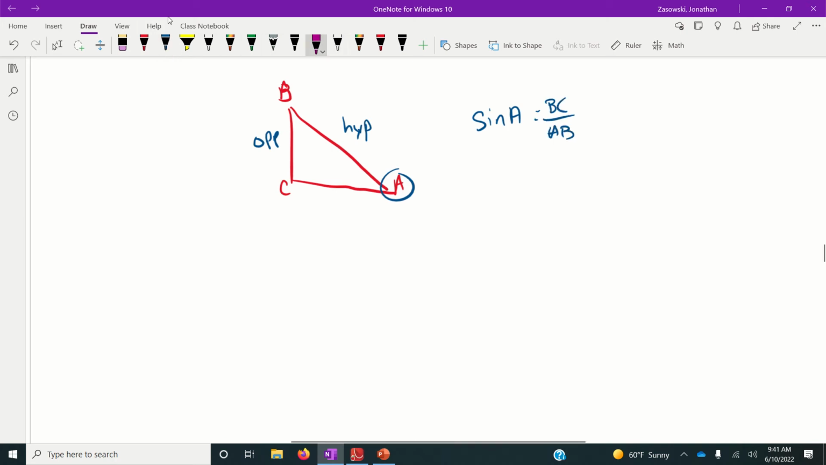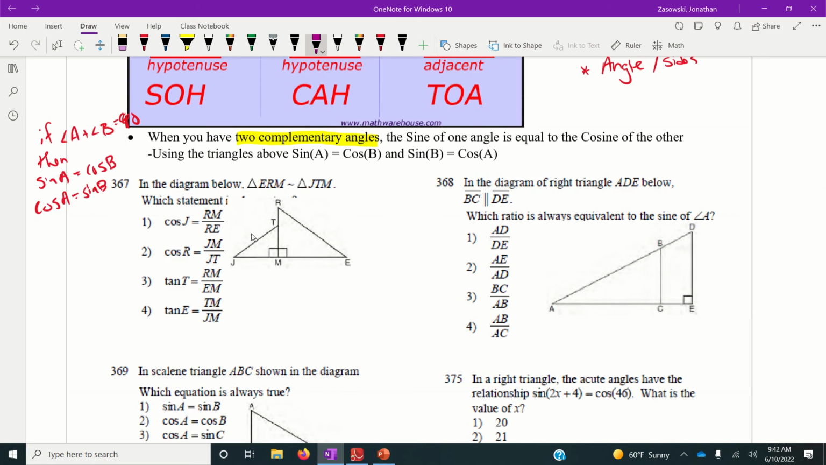And when I change from angle A to angle B, in order to use the same ratio of BC over AB, I have to use the adjacent leg to make it BC and the hypotenuse to make it AB, which adjacent over hypotenuse is the cosine. So when we change from one complementary angle to the other, the ratios stay the same as long as we switch, because we flip-flop the adjacent and the opposite, as long as we change from sine to cosine. So that's what we're referring to in these first questions.